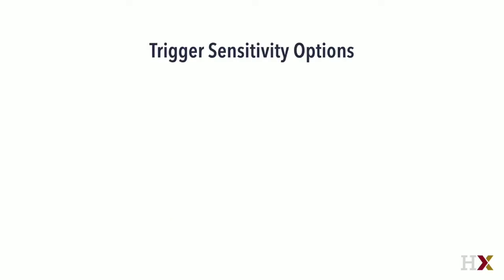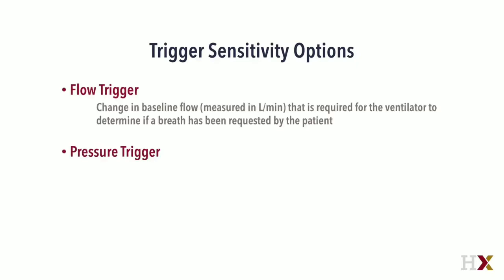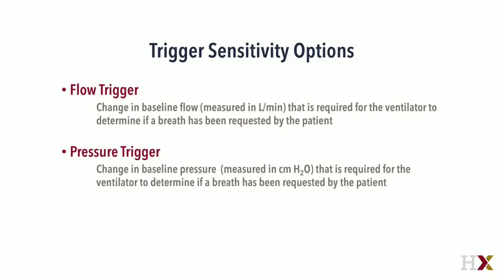The two options available on conventional modes of ventilation are flow trigger and pressure trigger. Flow trigger is a change in baseline flow measured in liters per minute that is required for the ventilator to determine if a breath has been requested by the patient. Pressure trigger is the change in baseline pressure measured in centimeters of water that is required for the same purpose.